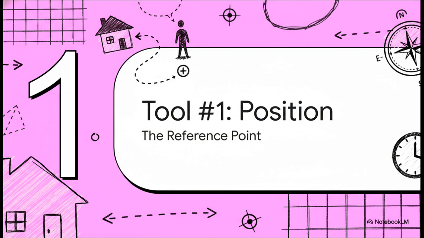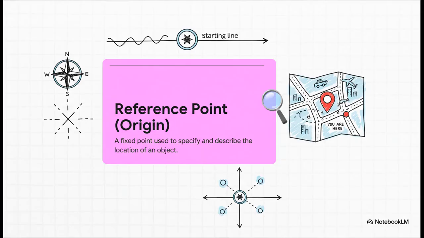Before we can even begin to track movement, we have to know where something is. And that all starts with what's called a reference point. A reference point, or you might hear it called an origin, is really just a fancy way of saying a fixed spot that we all agree on. It's the starting line. It's the "you are here" sticker on the map of, well, of everything. Without it, describing a location is basically impossible.